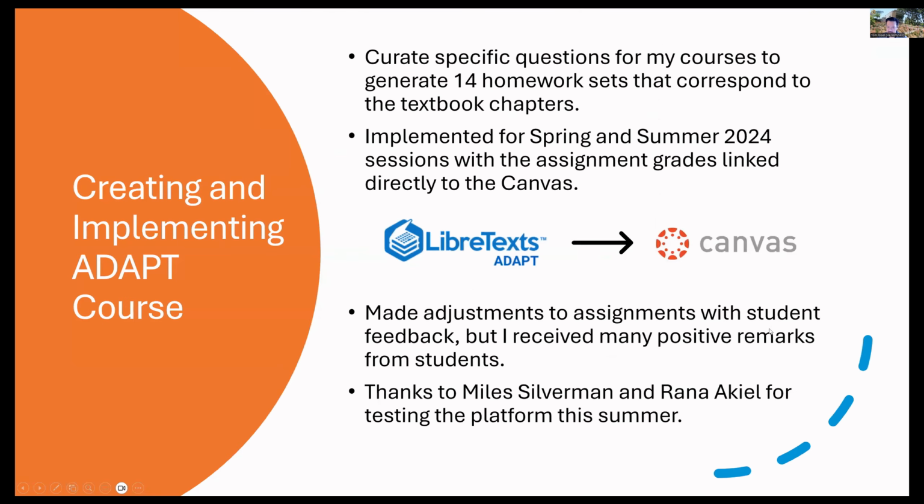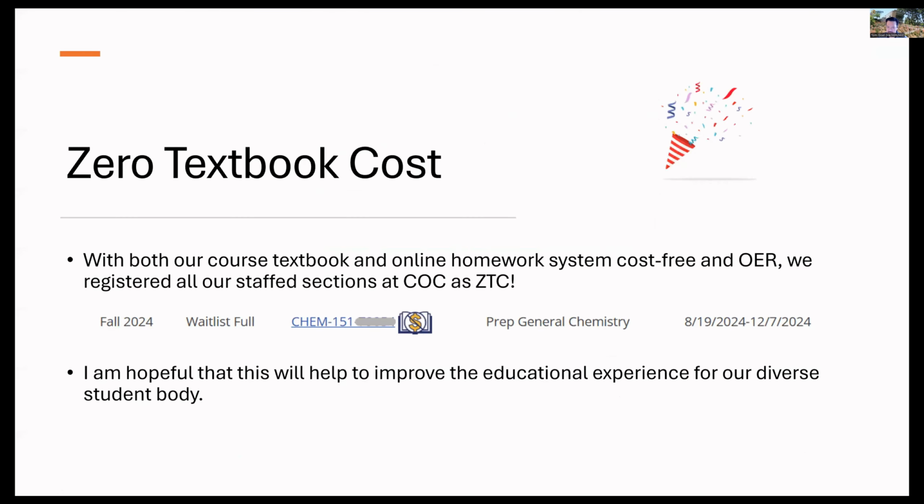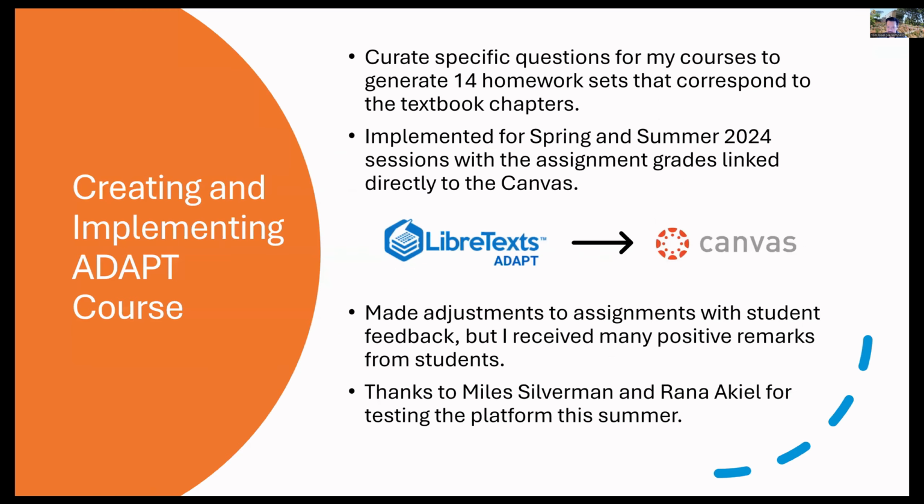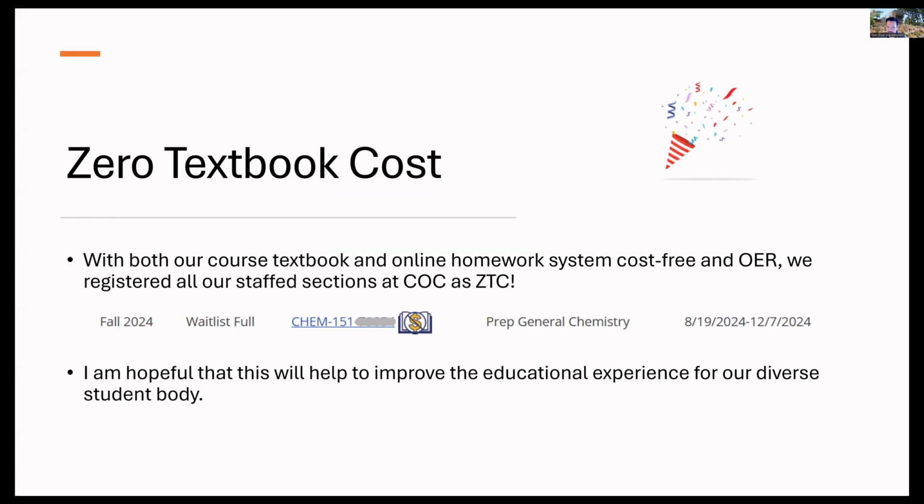I'm out of time. So, last things. So now we're zero textbook costs. How are we going to implement that? Once we had both the textbook and the online homework system as OER, I went to the school and I had to register it with a few people. But once we did that, we had both of them as zero textbook costs.